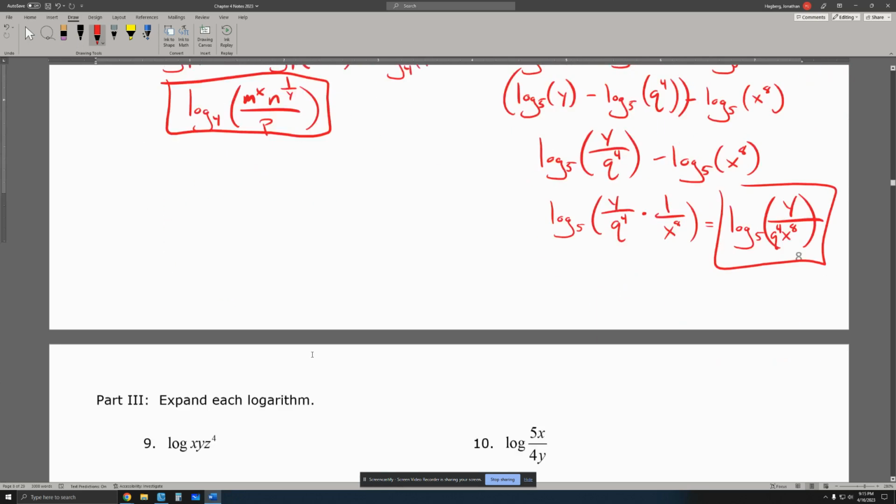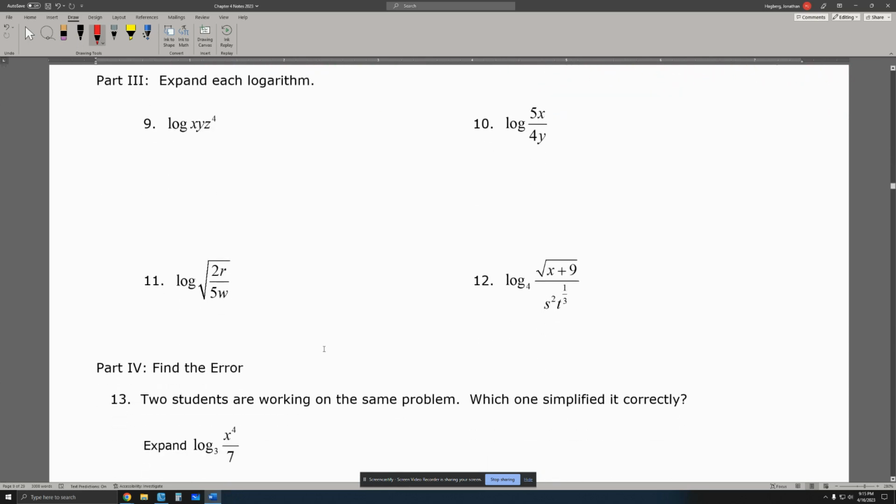Let's go ahead and flip the page. Now we're going to expand the logarithms. We're given a single log, and we're going to expand it into an expression, a big long string of logs. All right, so here we have log of x y z to the 4th. This is a bunch of products, and then we've got a power in there. So this is log of x plus log of y plus log of z to the 4th. So we have log of x plus log of y plus 4 log of z.